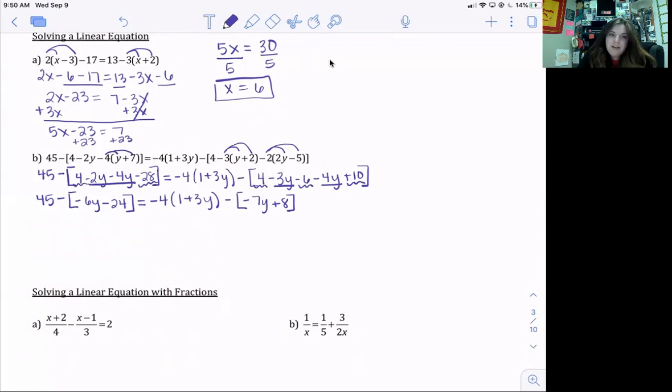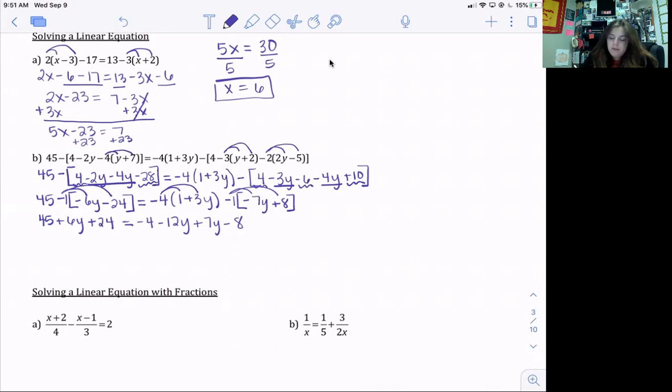So remember, when we just have a negative in the front, it's like we have a negative 1. So we have 45. Distribute our negative 1. So negative 1 times negative 6y is a positive 6y. Negative 1 times negative 24 is a positive 24. Equals, okay, go ahead and distribute into our parentheses now. Negative 4 times 1 is negative 4. Negative 4 times 3y is negative 12y. Change this to be a negative 1. Distribute again. Negative 1 times negative 7y is a positive 7y. And negative 1 times 8 is a negative 8.